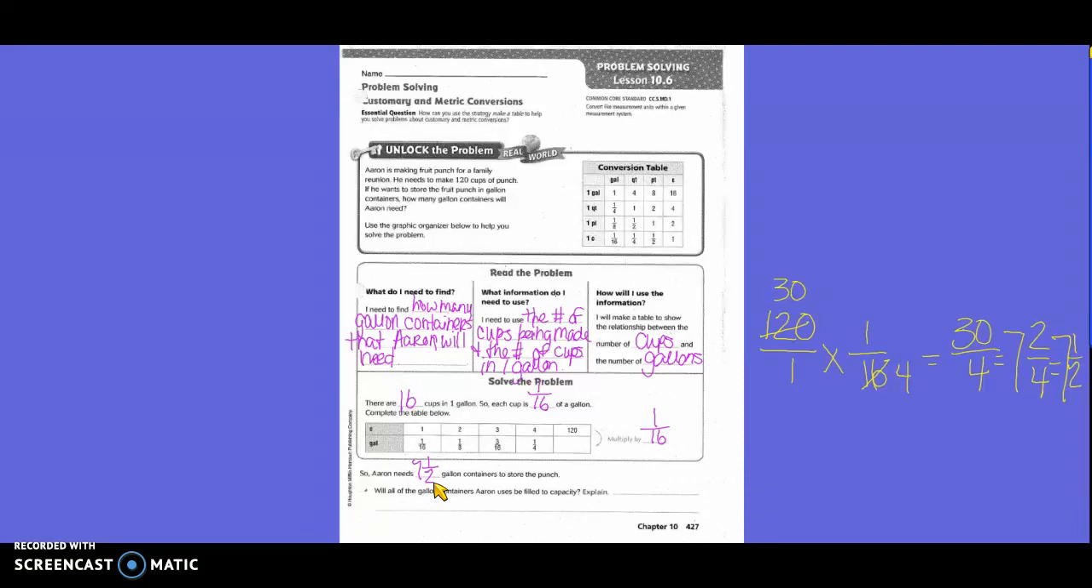gallon containers to store the punch. But can we say 7.5? Can you just do half of a gallon? No, because that would be a different measurement. So how many would he need total to cover all of the punch? 8 gallon containers. Will all of the gallon containers Aaron uses be filled to capacity? No.